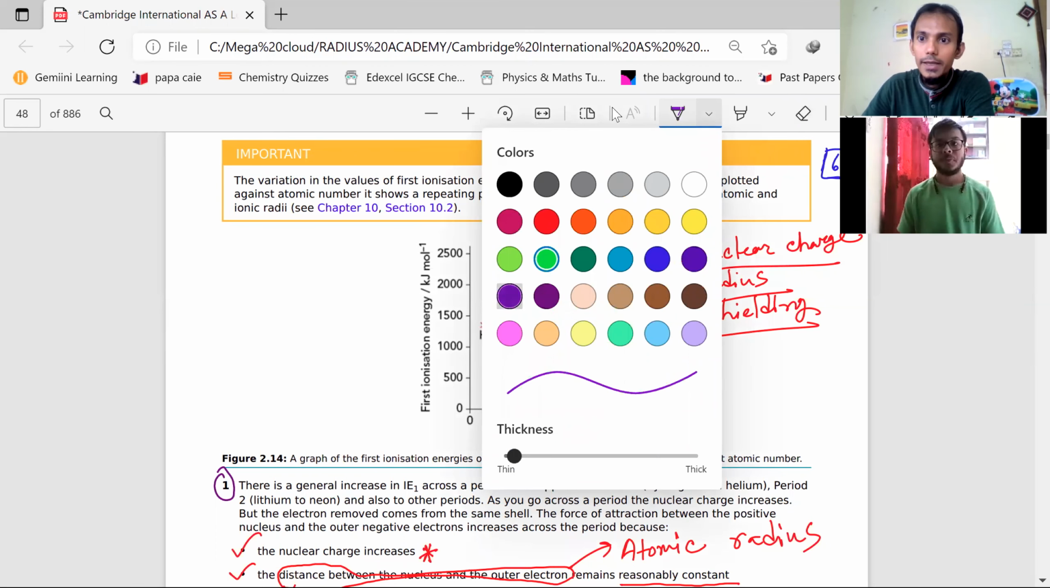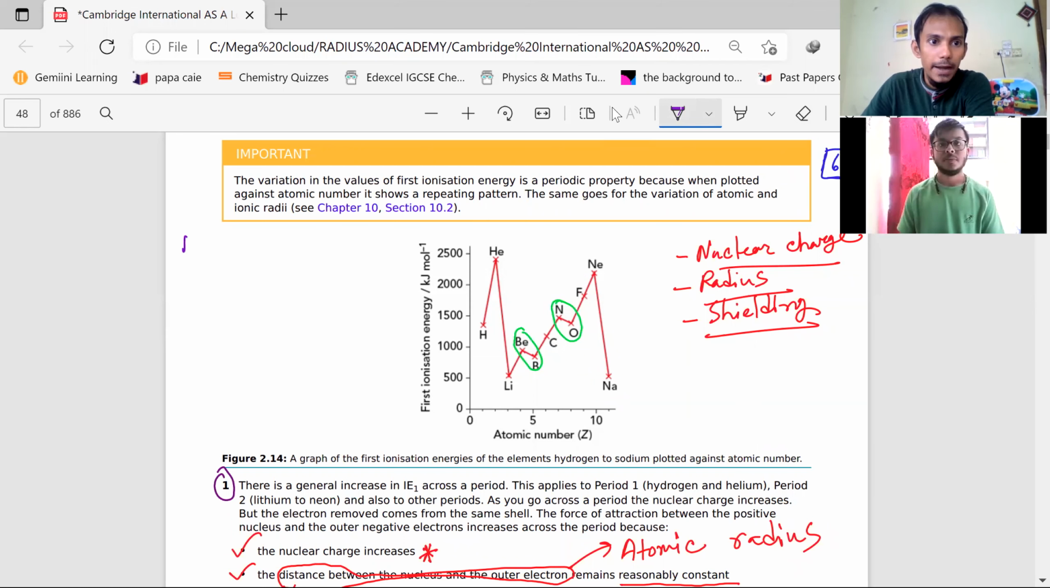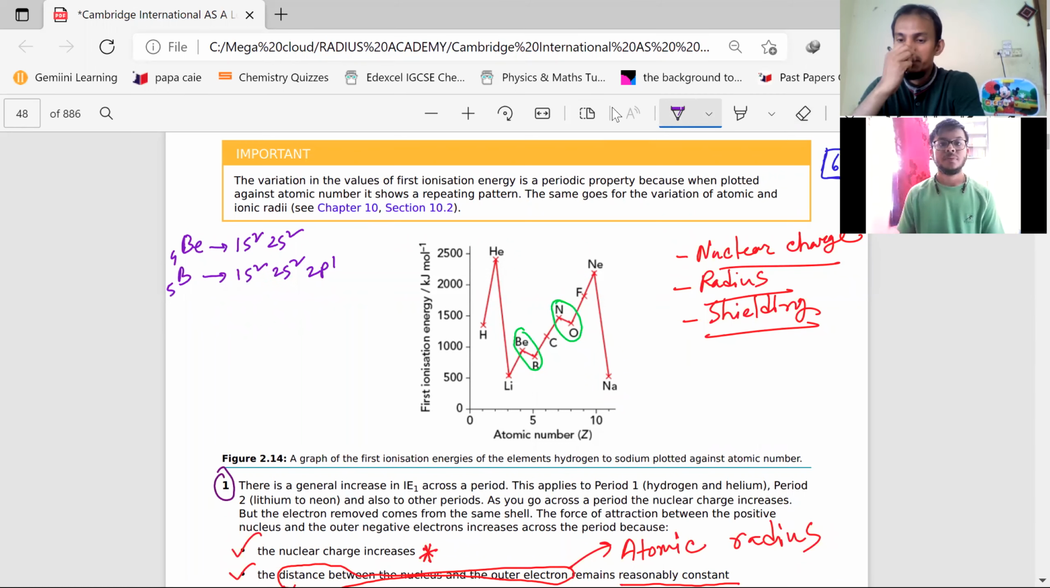Pay close attention, they will ask this for 3 marks too. Beryllium, boron. Beryllium is 4, boron is 5. Beryllium is 1s2, 2s2. Boron is 1s2, 2s2, 2p1. Right or wrong? Right, sir. Okay.